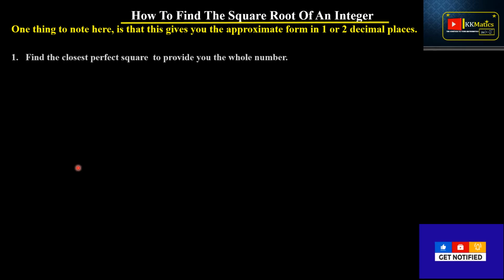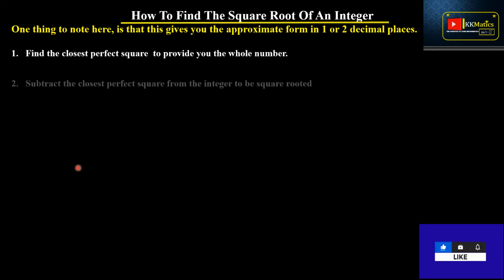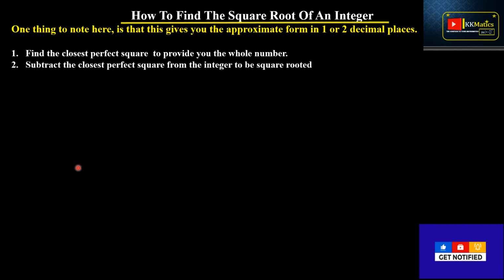So, let's consider the method. The first step is to find the closest perfect square to the integer that is being square rooted. The second step is to subtract the closest perfect square from the integer that's being square rooted. And the third step is to multiply the closest perfect square number by 2. So these are all the steps of the method for finding the square root of an integer.